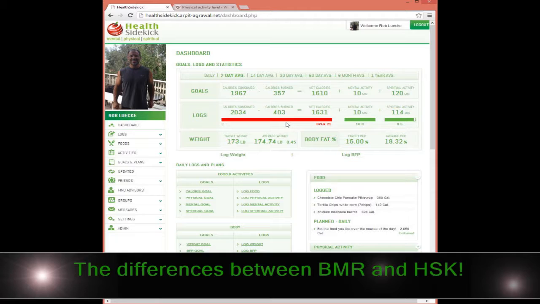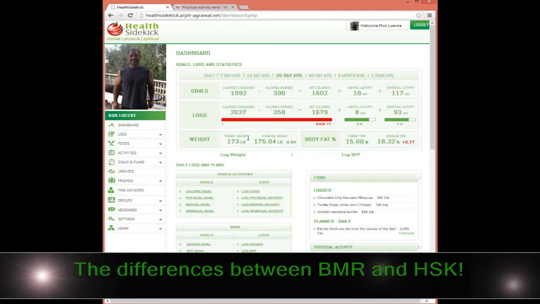So we want to go ahead and do that. So what does Health Sidekick do that's different is we take your information that you input, for example, your 7, 14, 30-day moving average, and we say, based on this information that you've put in and based on what your body's actually done in the past, we're going to predict the future for you. Now, what does that mean?